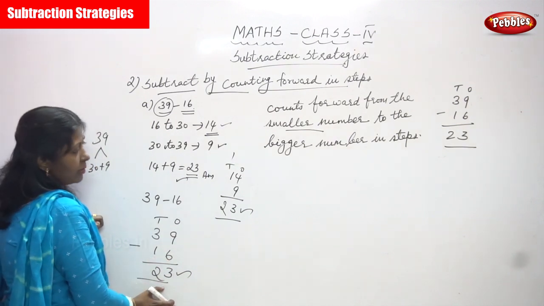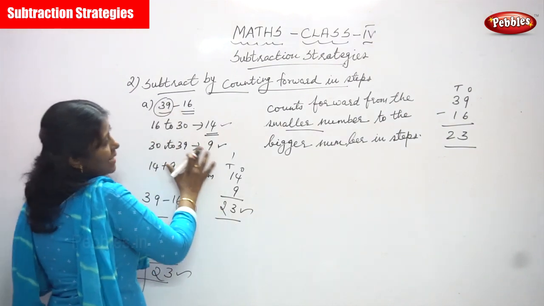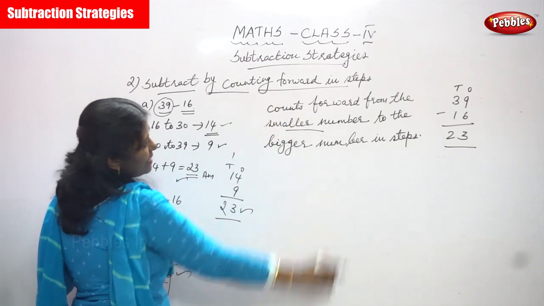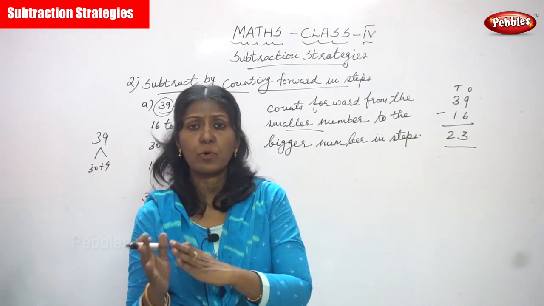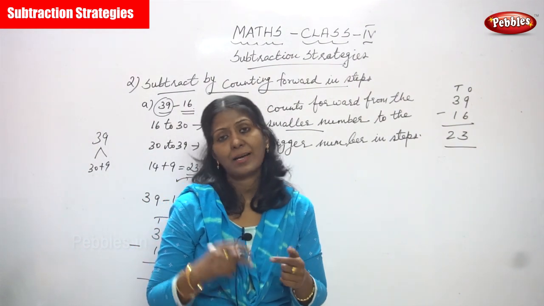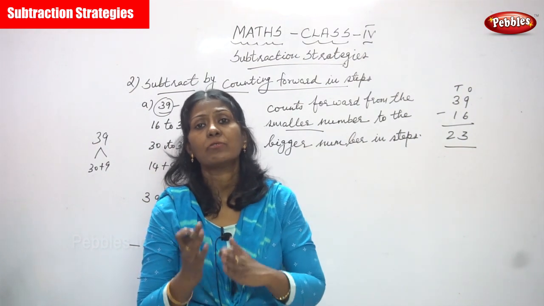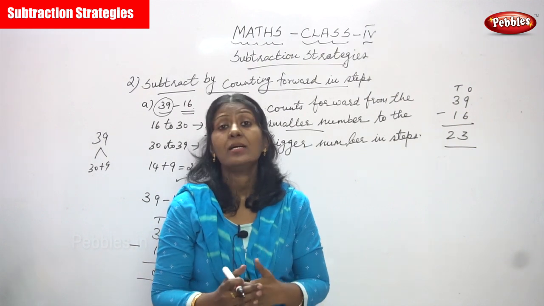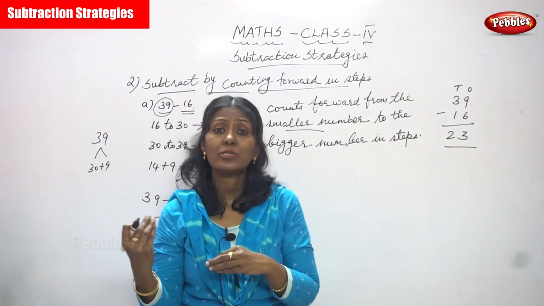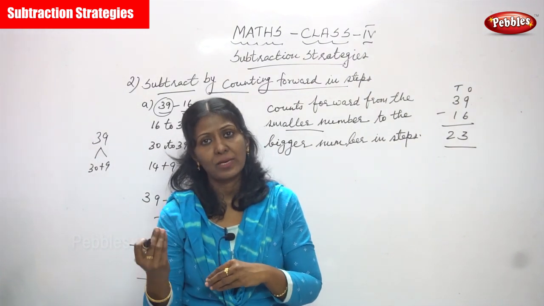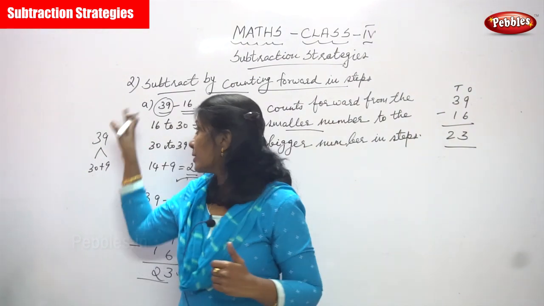There is no strategy I am following in general subtraction, but here I have used a strategy. The strategy name is subtract by counting forward in steps. There are two numbers given, one greater and one smaller. You have to select the smaller number and start counting from it, which is called forward counting. First split the bigger number, then start with the smaller number and use forward counting up to the biggest number. That is the step by step process. That is what I have done.